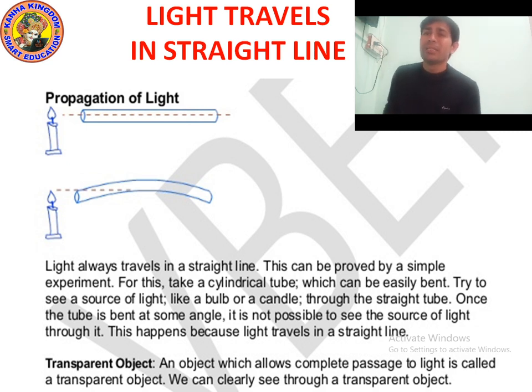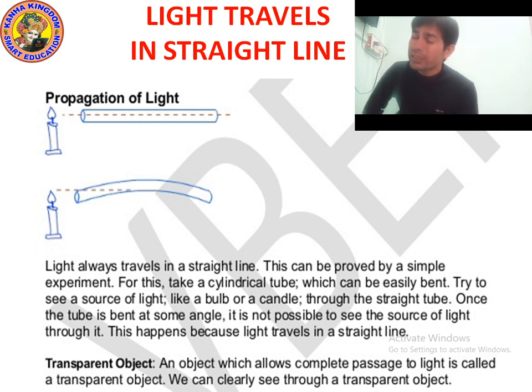This can be proved by a simple experiment. For this, take a cylindrical tube which can be easily bent. Try to see a source of light like a bulb or candle through the straight tube. Once the tube is bent at some angle, it is not possible to see the source of light through it. This happens because light travels in a straight line. So light always travels in a straight line.